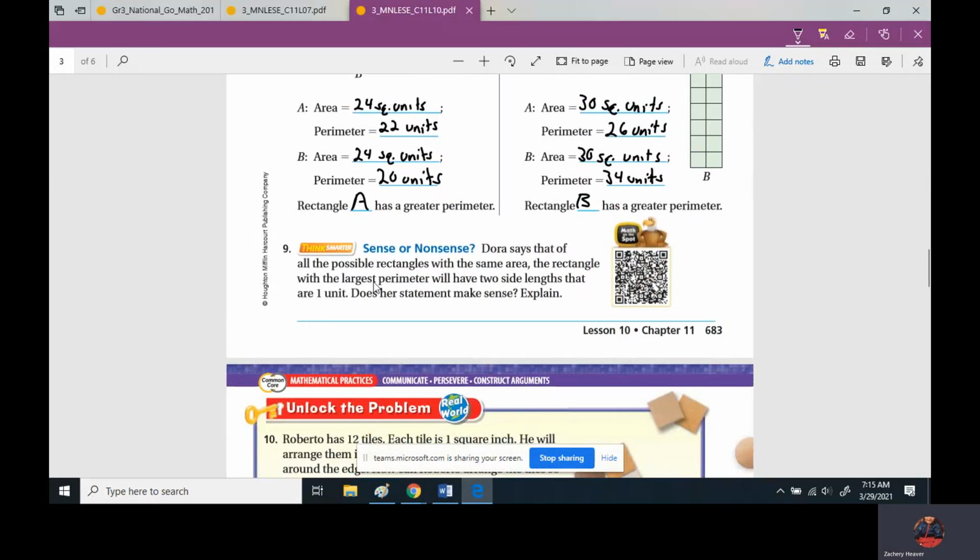Number 9 says, Dora says that of all the possible rectangles with the same area, the rectangle with the largest perimeter will have two side lengths that are 1 unit. Does her statement make sense? Yes. If one side is like 1 times 9, we know we're going to have a huge perimeter. Yes, because those factors are far apart.